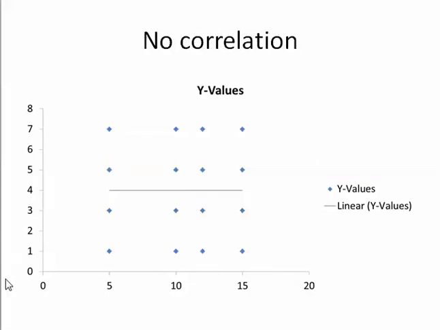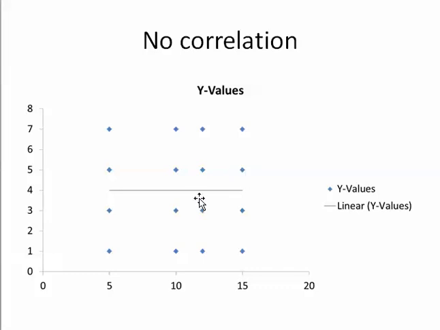If the dots don't rise or fall from left to right, then the data is showing no correlation. If the dots are just a rectangle like this, or a blob that doesn't rise or fall from left to right, then the scatterplot is showing no correlation.